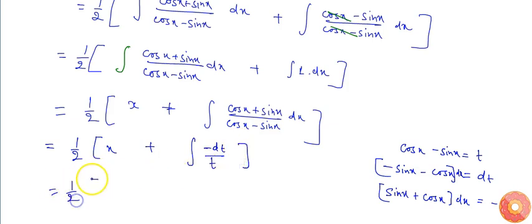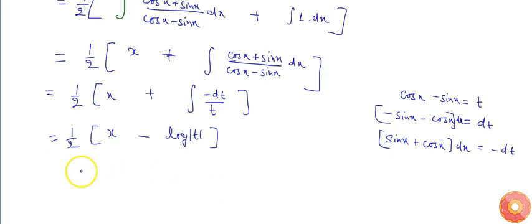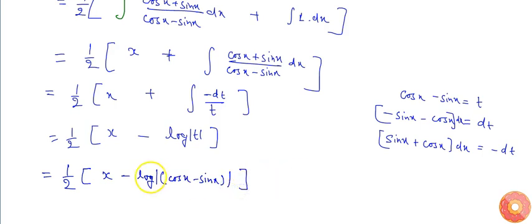Now I can easily find the integration of minus dt by t, which is minus log t. If I substitute the value of t in the answer, I'll get minus log of cos x minus sin x, and since it is indefinite integration, the integration constant will be there. So this will be our final answer.